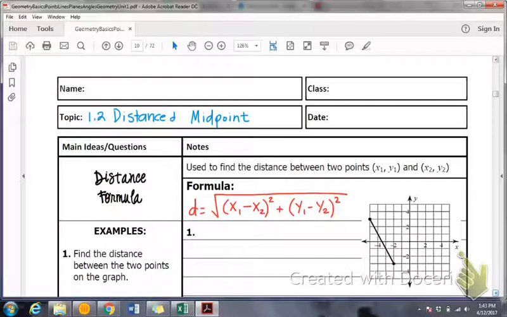Okay. When we're using this, you can label your x1, y1, x2, y2. Make sure that you pay attention to the signs in this formula. You do not need to memorize it. Okay, we'll have it on a test. You don't need to memorize it. You just need to know how to use it.